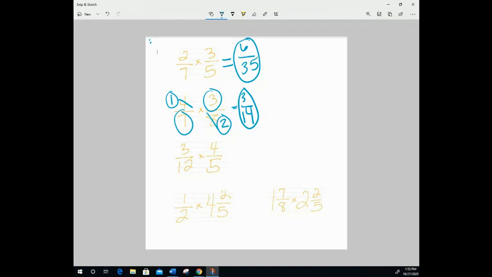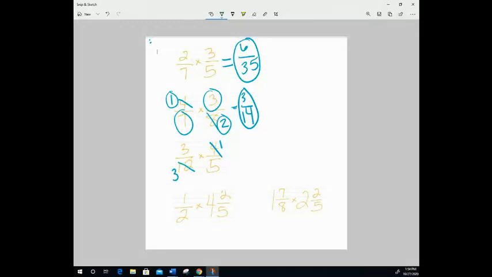For our next problem, we have 3/12 times 4/5. We have no mixed numbers, so we don't need to change those. I'm looking for any way that I can simplify. I'm looking here and I notice I have a 3 and a 12 that I could simplify, or a 4 and a 12 that I could simplify. I'm going to do the 4 and the 12. 4 can go into 4 once, and 4 can go into 12 3 times.